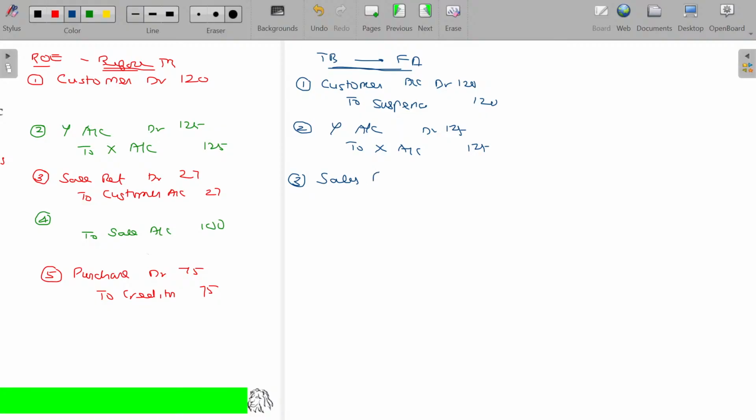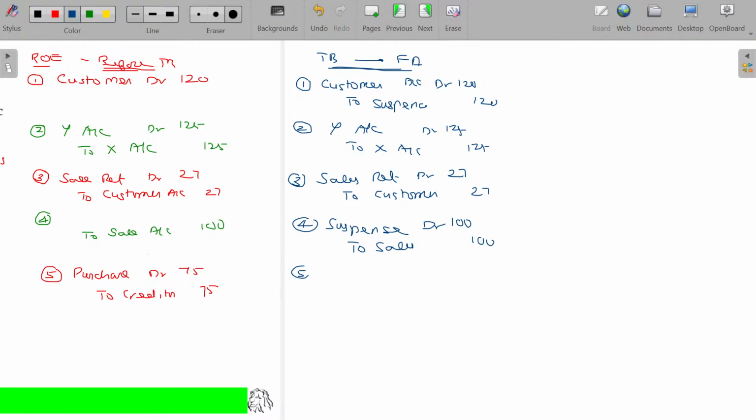Sales return account debit to customer account. This value being 27. Fourth entry, debit side is missing. If any side is missing, then you have to name it suspense account. So suspense account debit to sales. The value being 100.